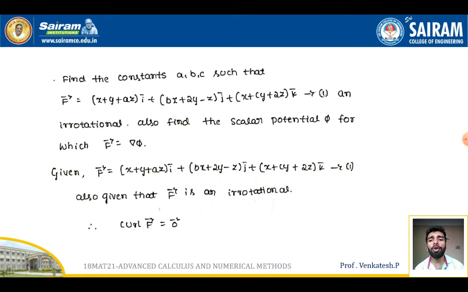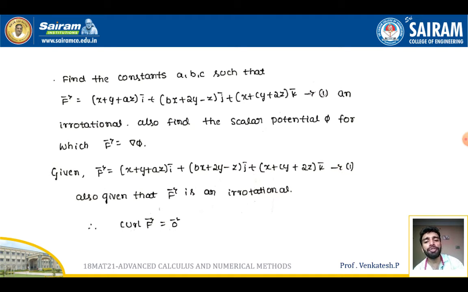The first thing is we have to find the constants a, b, c. The condition they have given is that f is an irrotational vector. So given f is equal to (x + y + az) i cap + (bx + 2y - z) j cap + (x + cy + 2z) k cap, call this one as equation number 1.